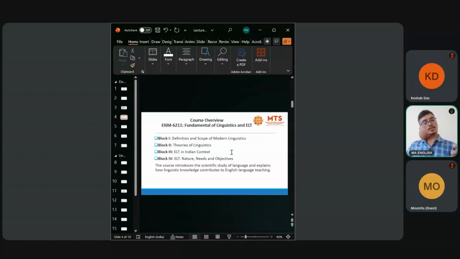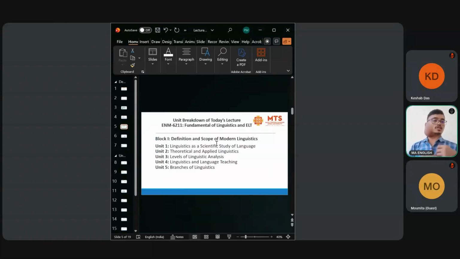So this course will introduce you to the study of language, and also explain or show you how linguistics knowledge contributes to English language teaching. Okay, so this is all about the overview of ENM 6211. Now let's move into the breakdown of today's lecture. That is Block 1, definition and scope of modern linguistics.